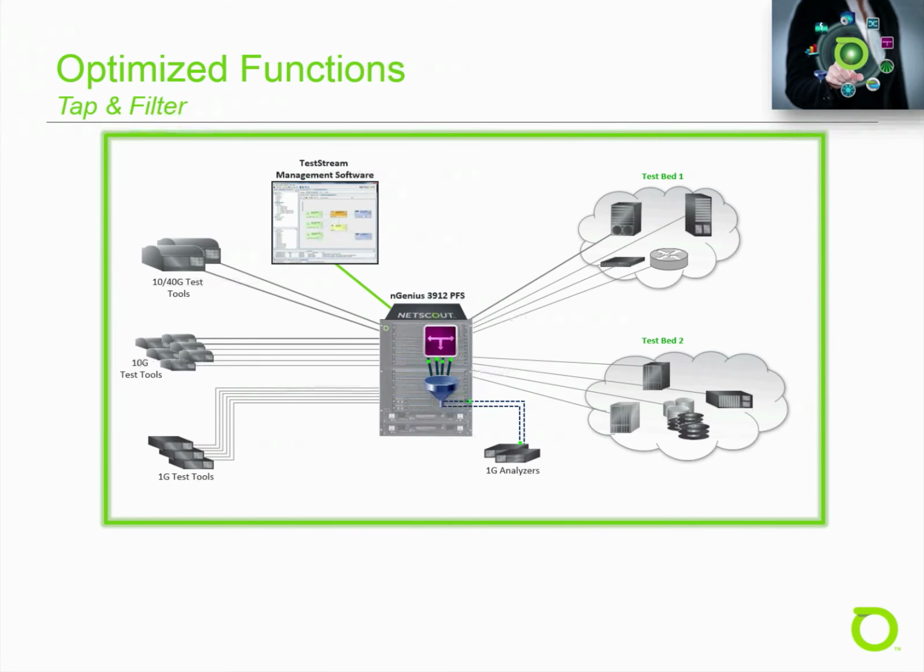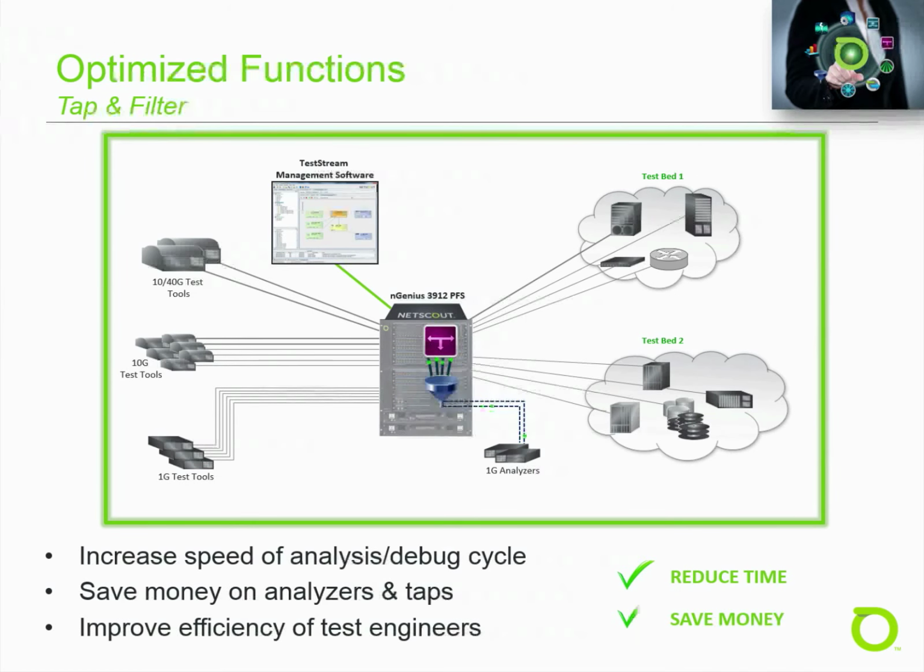NetScout's solution allows users to apply a tap to any test stream without requiring physical access to the lab and without impacting the test. Additionally, the user can apply Layer 2 through 4 filters on the tap traffic in order to reduce the load on the analysis tools. Having tap and filter capability built into the infrastructure increases the speed of the analysis and debug cycle, therefore improving the efficiency of the test engineers.